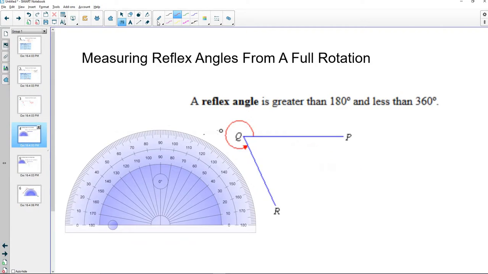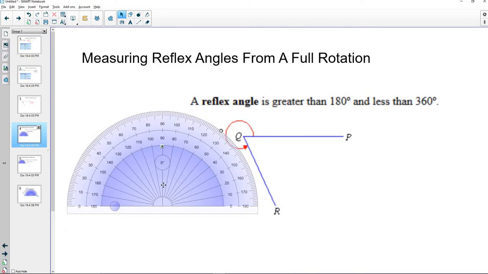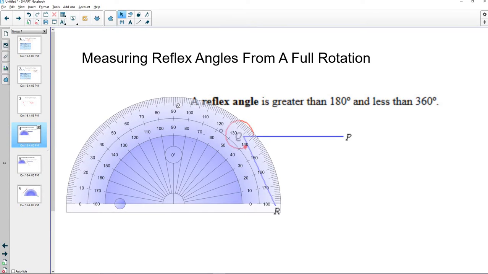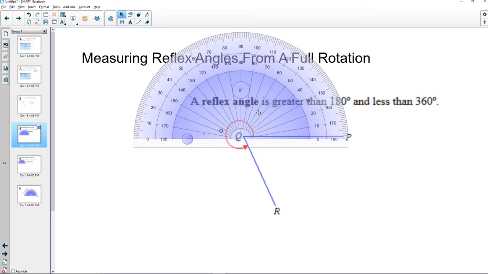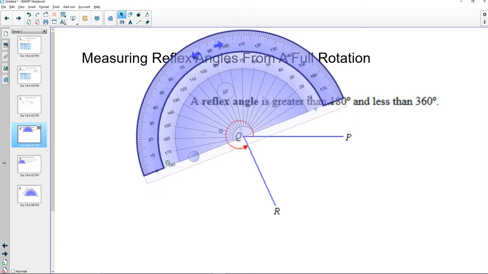Okay. Now I think we are ready to look at one of the ways in which we can measure reflex angles. So like I said before, a reflex angle is less than a full rotation, but more than a straight angle. As a protractor only goes up to a straight angle, it means that we cannot simply just measure the angle using it. We have to do other stuff. Because if we look at this, if we try to measure this angle, it stops at 180. But we can tell it's bigger than 180, can't we?